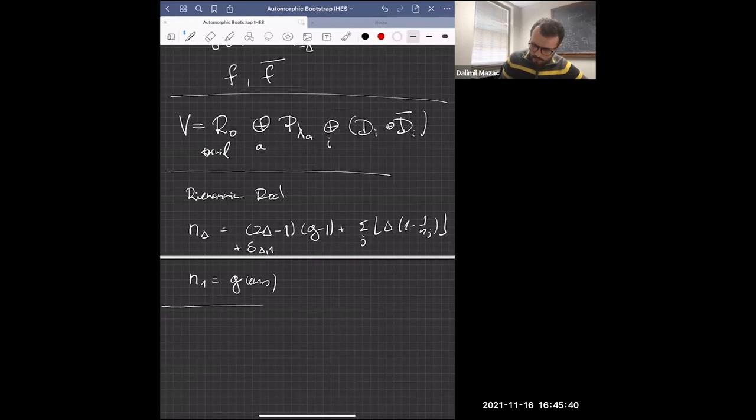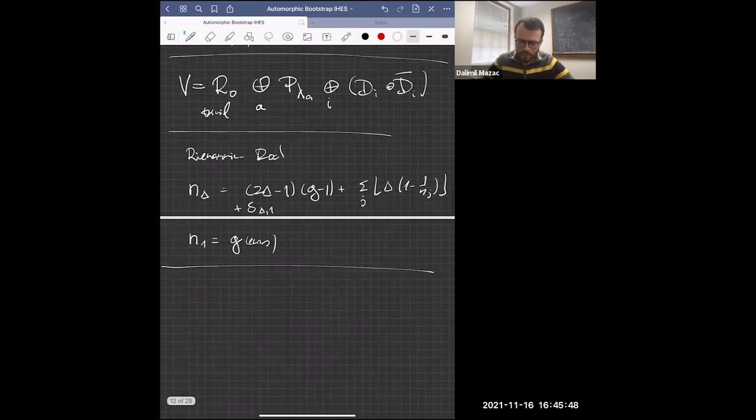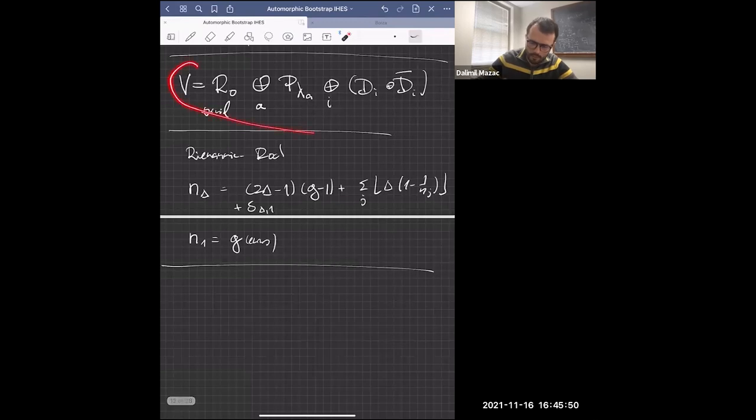Okay, I'm going a little slow, but okay, that's a summary of this talk so far. This formula is basically all you need to remember. Are there any questions about that?